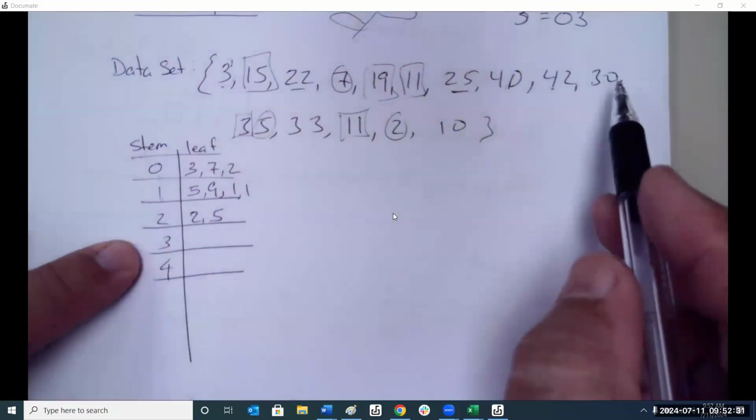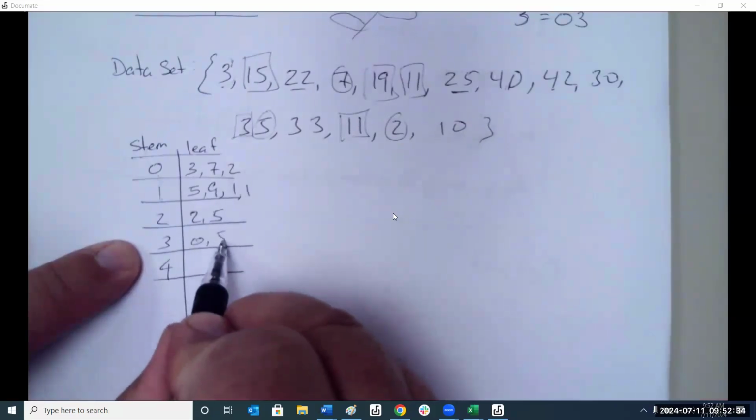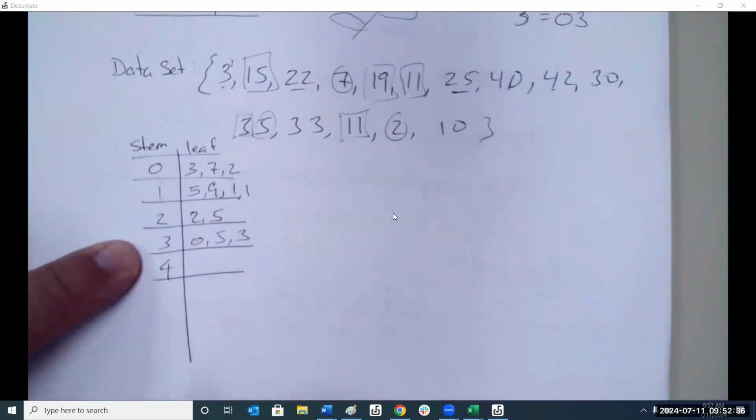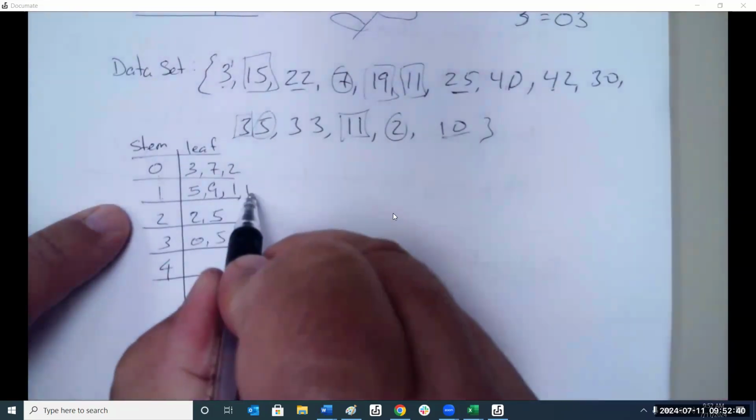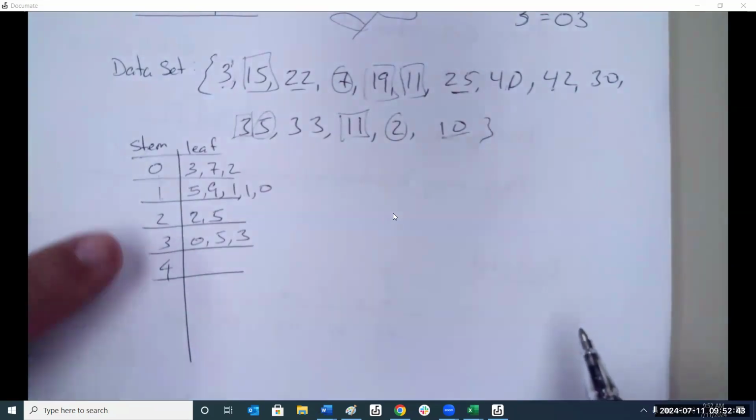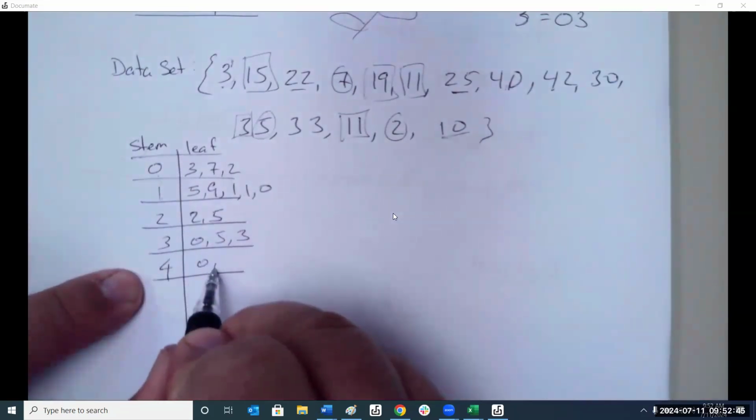Let's look at the 30s. We have a 30, 35, 33. Oh, we have a 10 also. I forgot that one. And then we have a 40 and a 42.